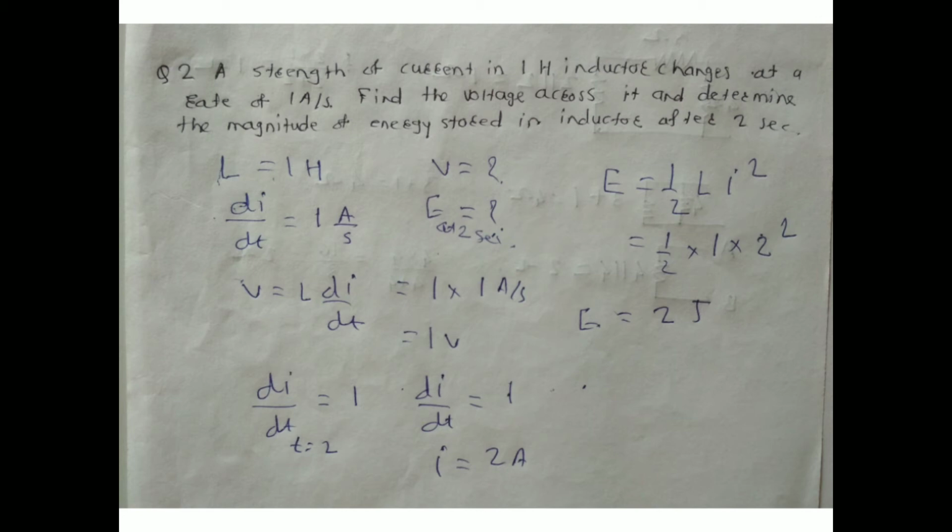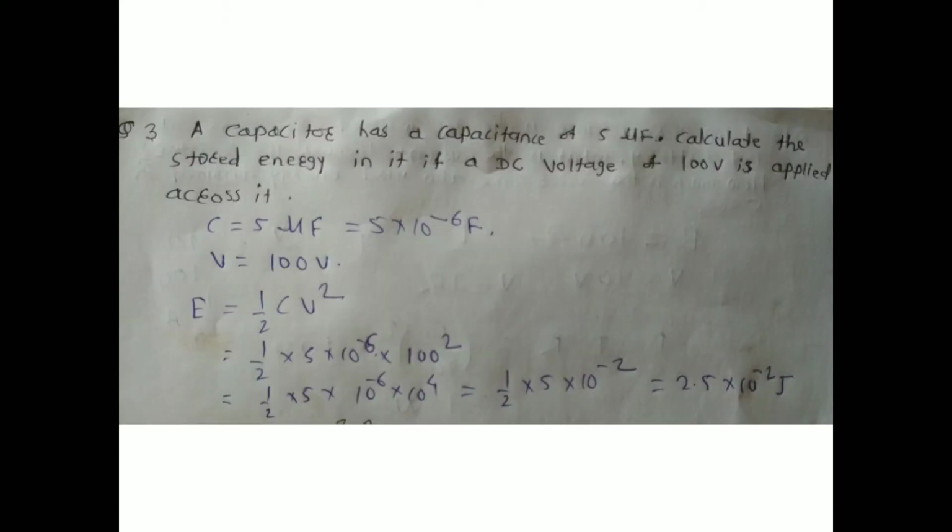Third numerical: a capacitor has a capacitance of 5 microfarad, equal to 5 into 10 power minus 6 farad. Calculate the stored energy in it if DC voltage of 100 volt is applied across it. Now in this problem, if the capacitor is fully charged, voltage will be 100 volts. Then the capacitance will be 5 microfarad with its full capacity.